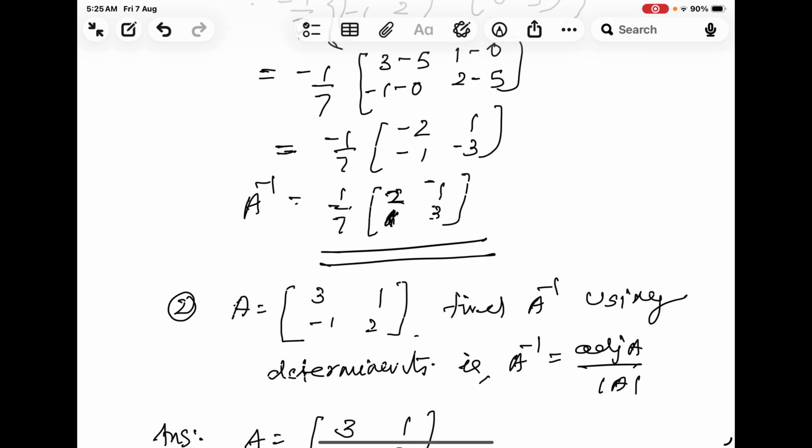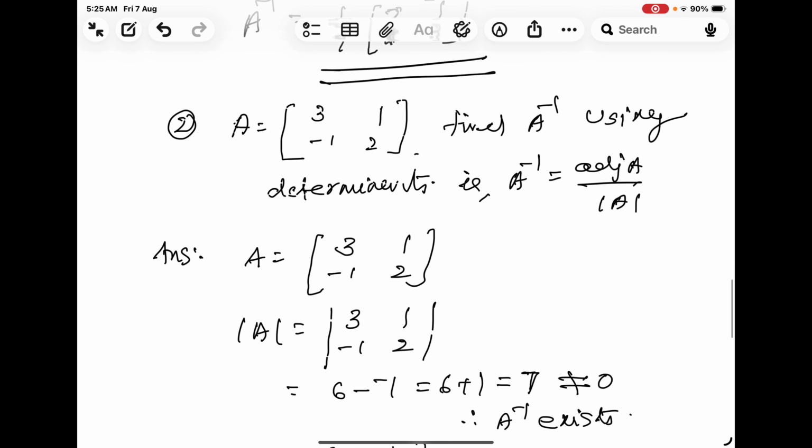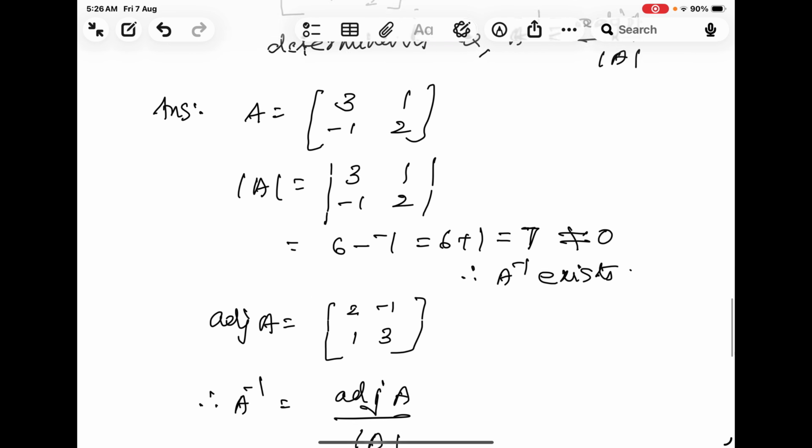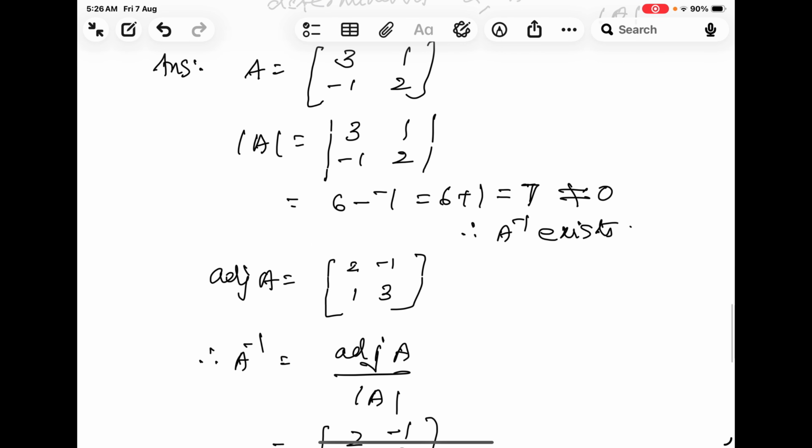Then again we are doing this question using A inverse equal to adjoint A by determinant A. A equal to matrix 3, 1, negative 1, 2. Find A inverse using determinants. That is A inverse equal to adjoint A by determinant A. Determinant A is equal to determinant 3, 1, negative 1, 2. That is 6 minus minus 1, that is 6 plus 1 equal to 7. It is not equal to 0. Therefore, A inverse exists.